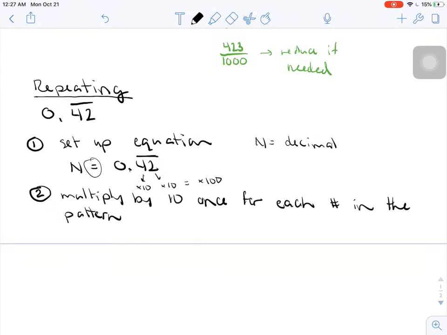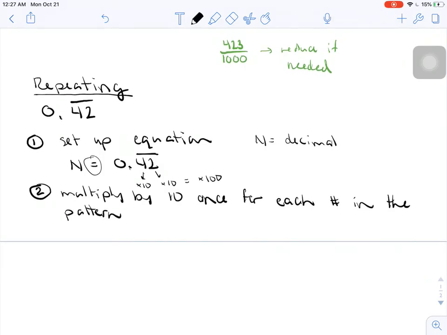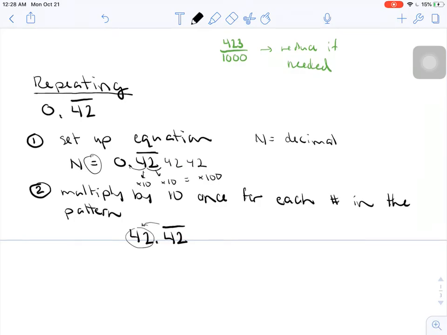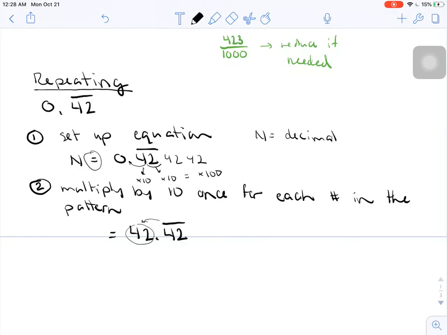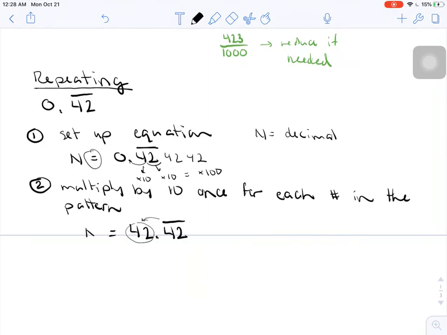So if I multiply by 100, I would end up with moving this decimal point over twice, but remember, it keeps repeating. So I would end up with 42.4242 repeating. So if I multiply that side by 100, basically, I'm just pulling one repetition of the pattern out of the pattern and putting it in front of the decimal point. But I multiplied by 100, so now my number is 100 times bigger. So I have to put the 100 on the other side too.